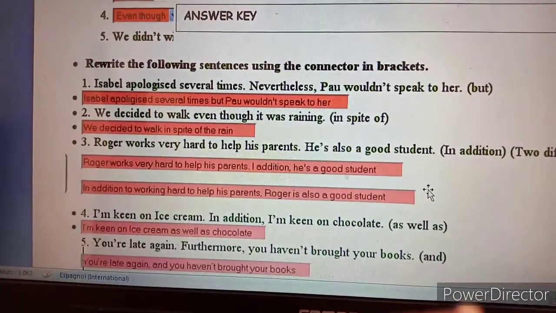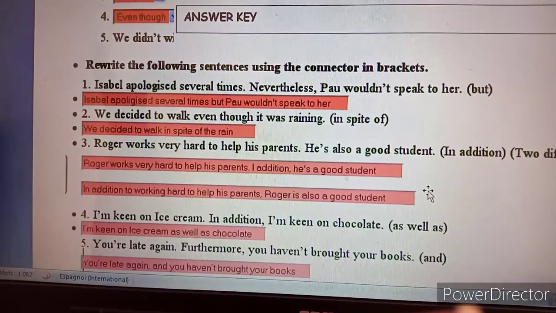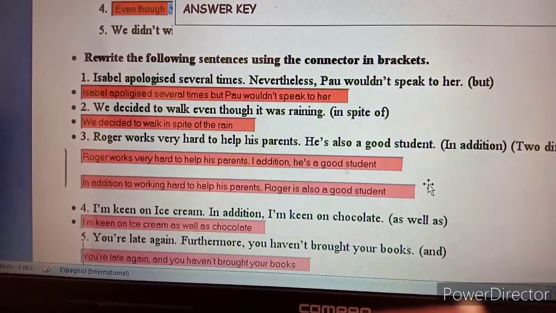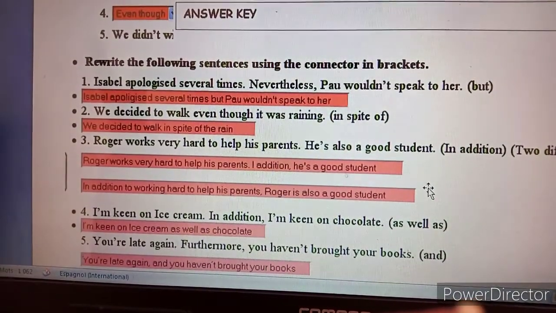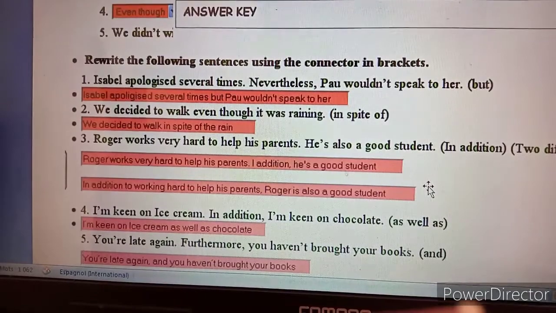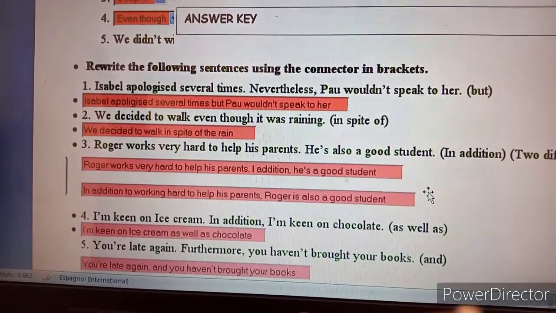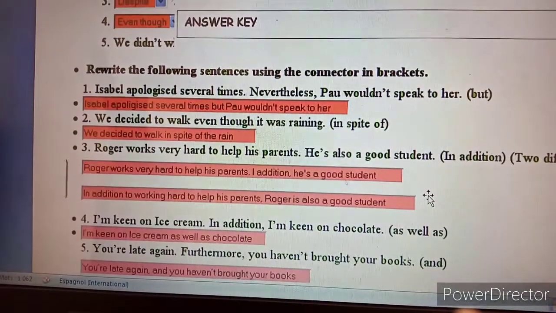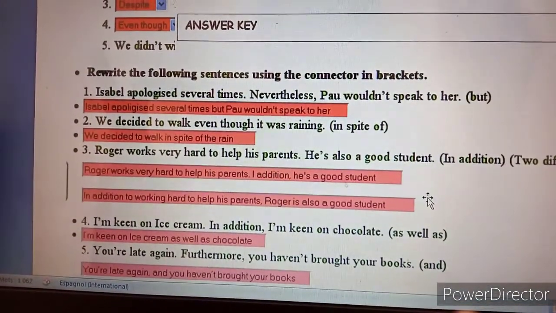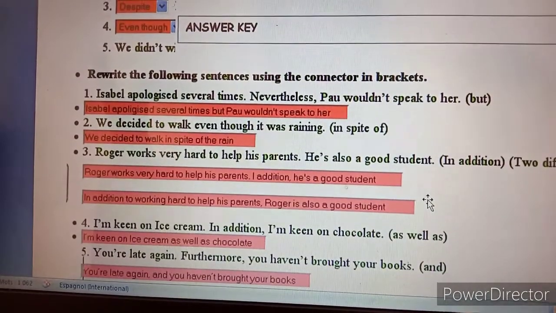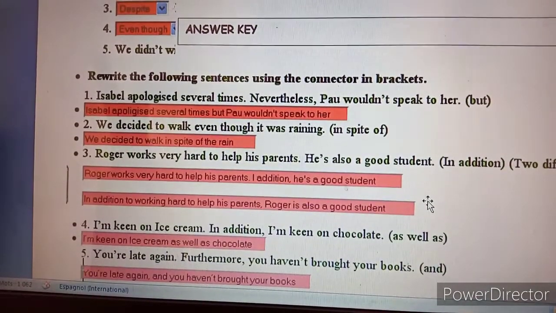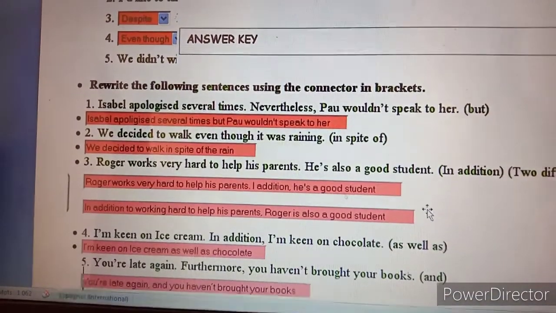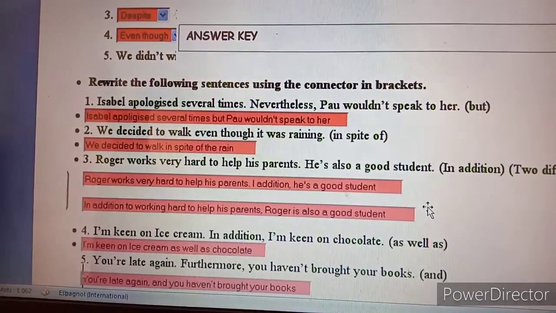The next example, number 4, I'm keen on ice cream. In addition, I'm keen on chocolate. Here we will put as well as. So here we removed the repetition that we have. So I'm keen, we put just one. I'm keen on ice cream as well as chocolate.